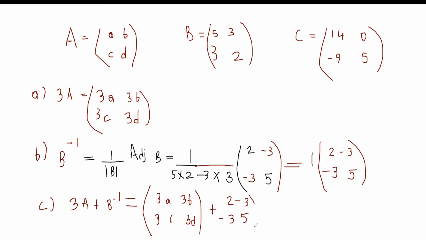Yeah, that's all we're adding. So we'll add these two matrices. What we're going to be getting is 3A plus 2. Then we add 3B minus 3, that's 3B minus 3. Then right here, 3C plus minus 3, that's 3C minus 3. And then you have 3D plus 5.